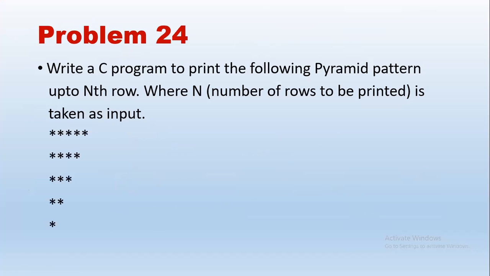What is the pattern? This program 24 is also a pattern. Observe here, we have the new screen with the program question displayed, program 24: write a C program to print the following pyramid pattern. We are printing stars in the form of a pyramid up to the nth row, where n is the number of rows to be printed. This number of rows is taken as input. According to this example, we have 1, 2, 3, 4, 5 rows.